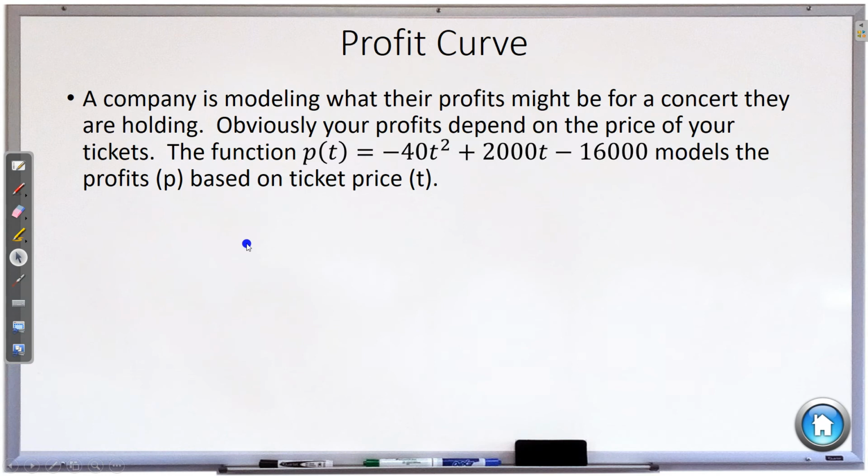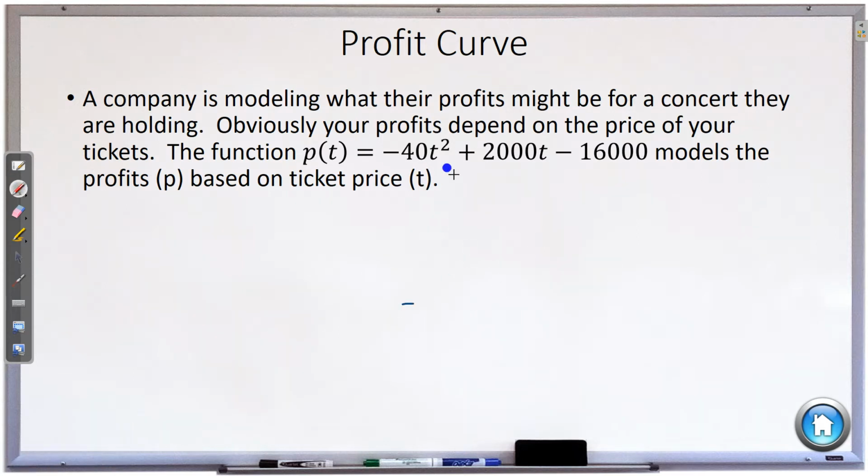A company is modeling what their profits might be for a concert they are holding. Obviously, your profit depends on the price of your tickets. So there we have quite a bit of information. Your profit is the dependent variable and the price that you're selling the tickets for is your independent variable. So the function p of t equals this models our profits. First let's see how that can make some sense and why that is the case.